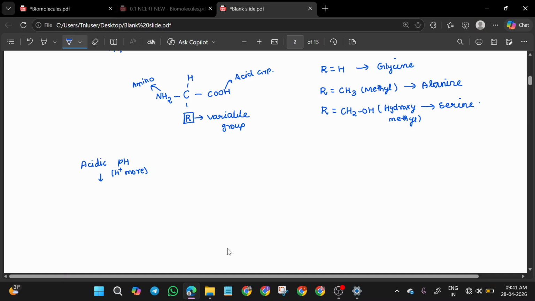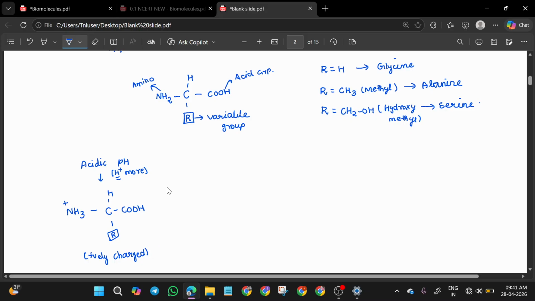So when H plus is more, just remember this H plus will be added to this amino group. That is, it will become NH3 plus. It becomes like this. The H plus is added to the NH2, and there is no other change. This is R, that is the same, and we have COOH. So what is the overall charge that you can see? If we place an amino acid in acidic pH, the overall charge will be positive. I think this is clear.